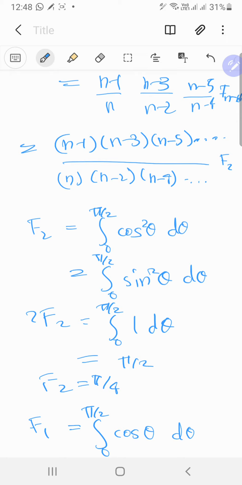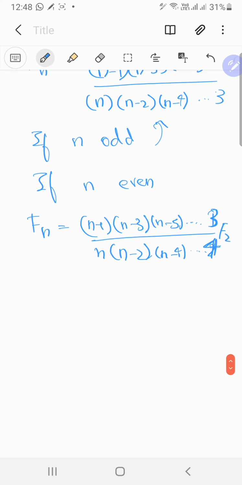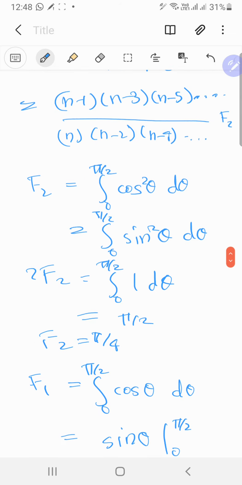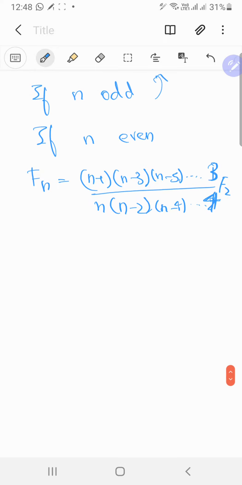I mean, why is this happening? It should be 1 upon 2. In that case, you would get a really nice general value of f of n, but it's not 1 upon 2. It's something completely different. It's like pi upon 4 something. So alright, f2 is pi upon 4. So for even n, it should be this thing into pi upon 4.